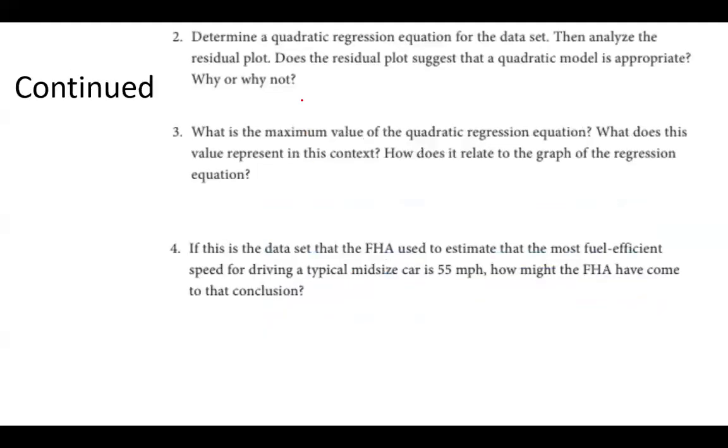So what you're going to be doing is you're going to determine the best model, the quadratic regression model for this problem. Find the maximum value of the quadratic. So meaning what speed should I be going to get the most out of my gas? Does that make sense? So what speed should I be maintaining? And then how does that compare to what the FHA said? Is it 55 miles per hour? Or how much off were they? What was the big difference?